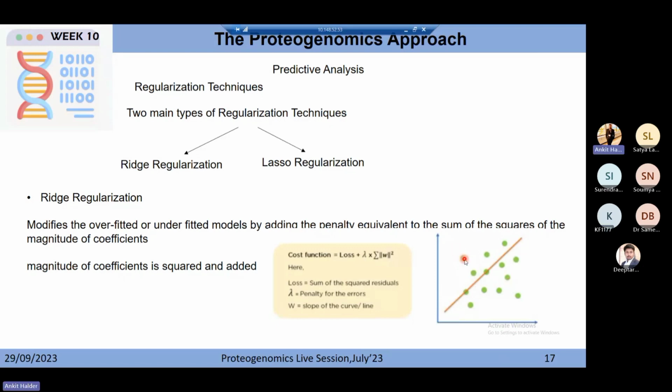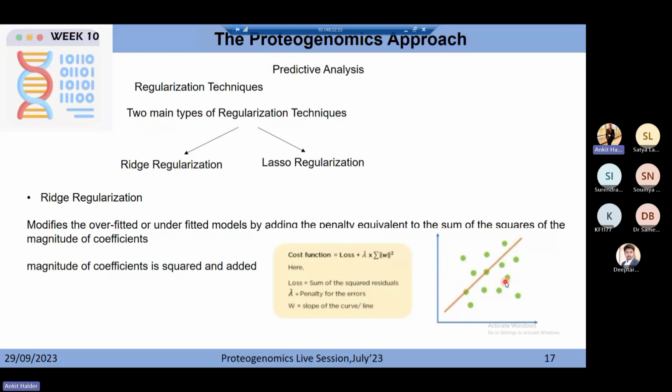Now, the more the data point is away from this line or this fit that you have taken, the more error it has. So how will ridge regularization modify it? It will modify the model.